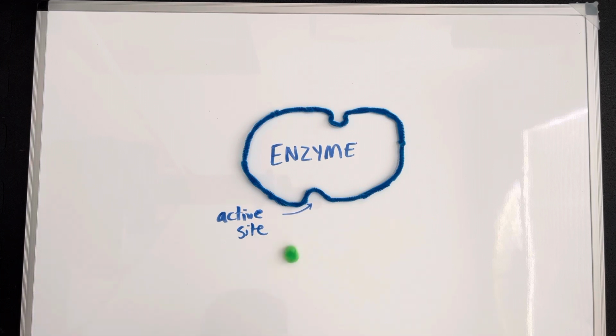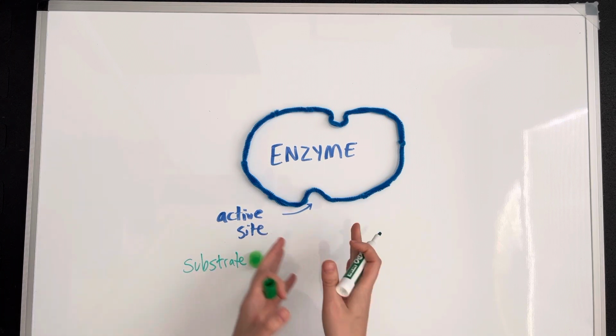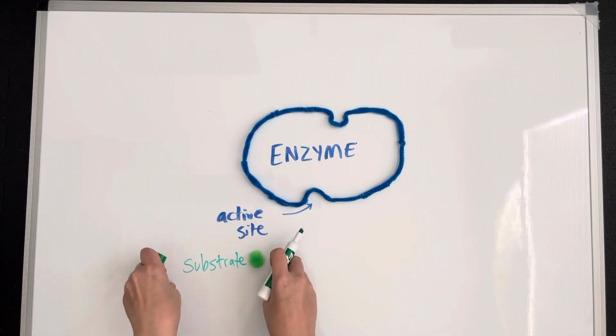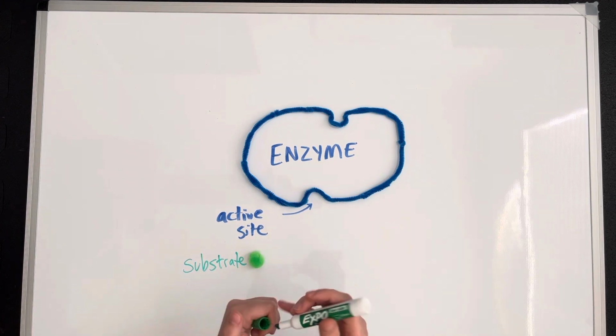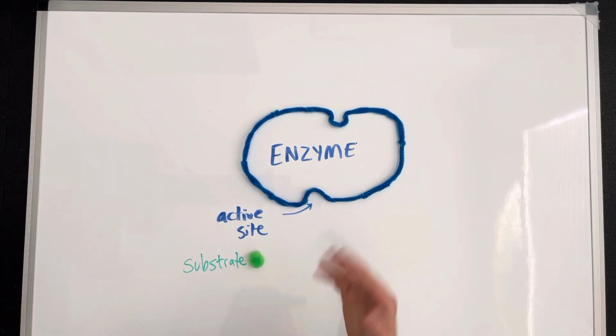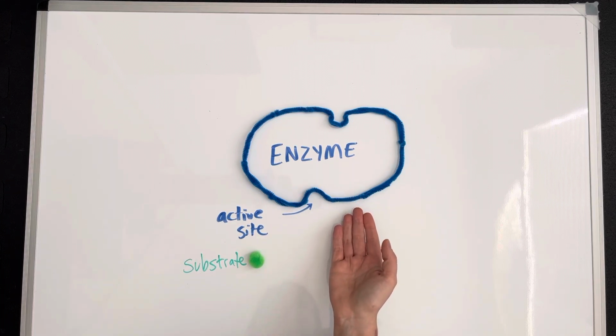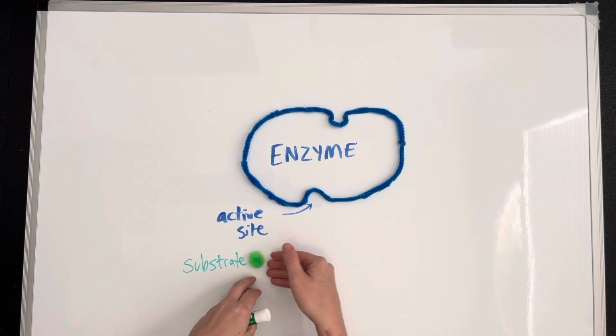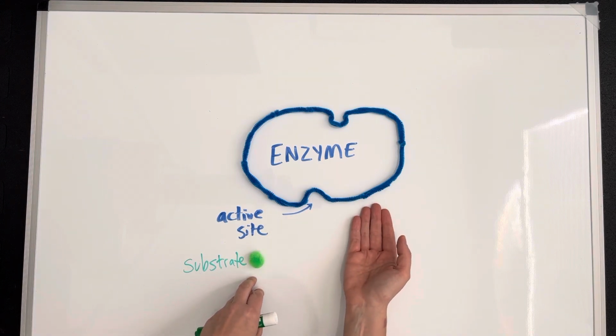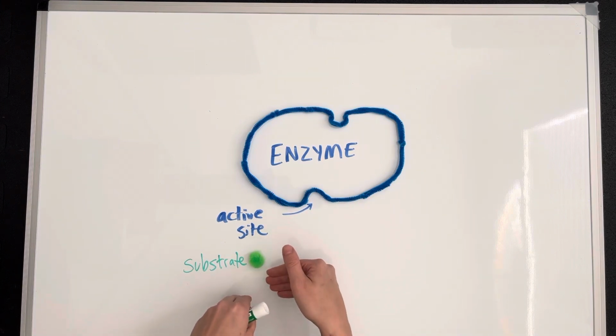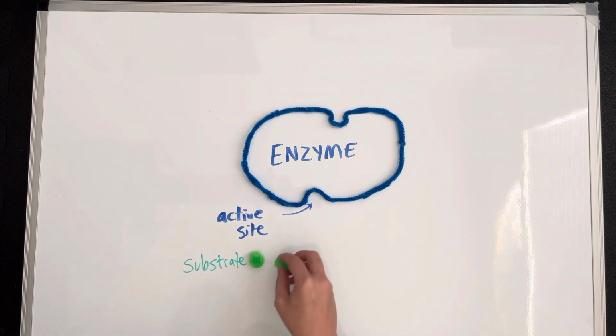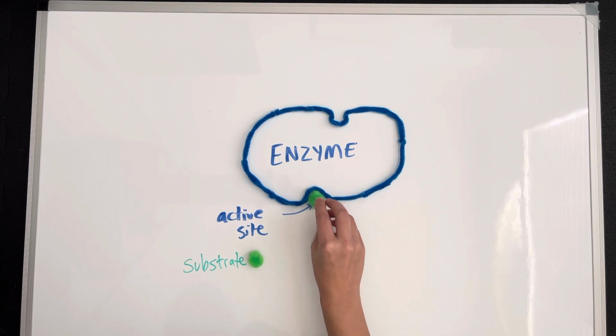So let's say we have a substrate. Green will represent substrate. Substrate is just the thing that binds in an enzyme. So it's the reactants in any chemical reaction. Right? So for example, if this enzyme was lactase, the substrate would be lactose because lactase's job is to break down lactose. Right? So our substrate is going to bind in the active site, okay?